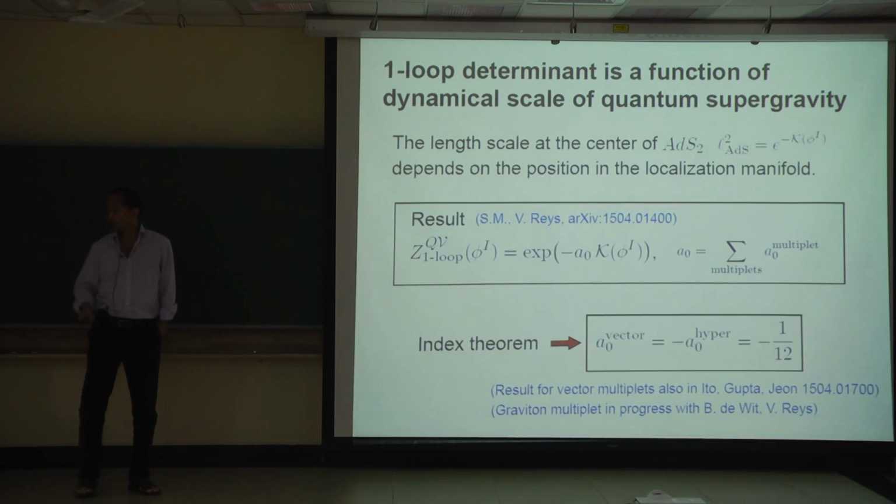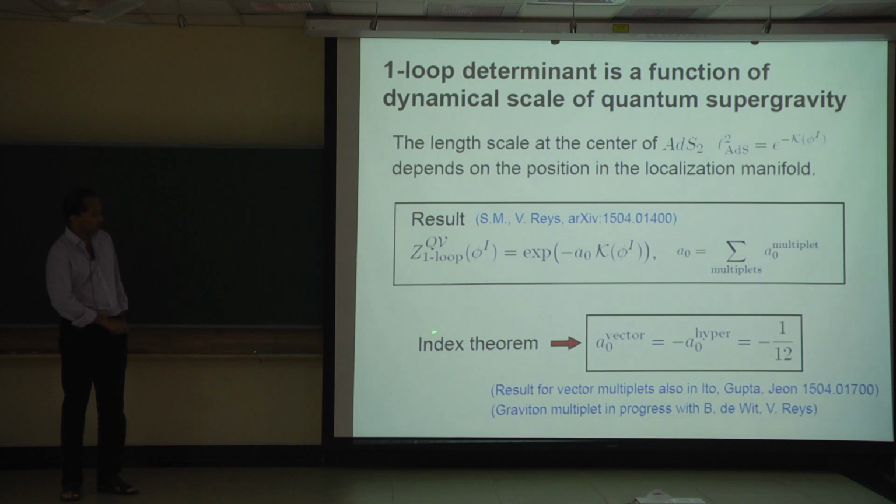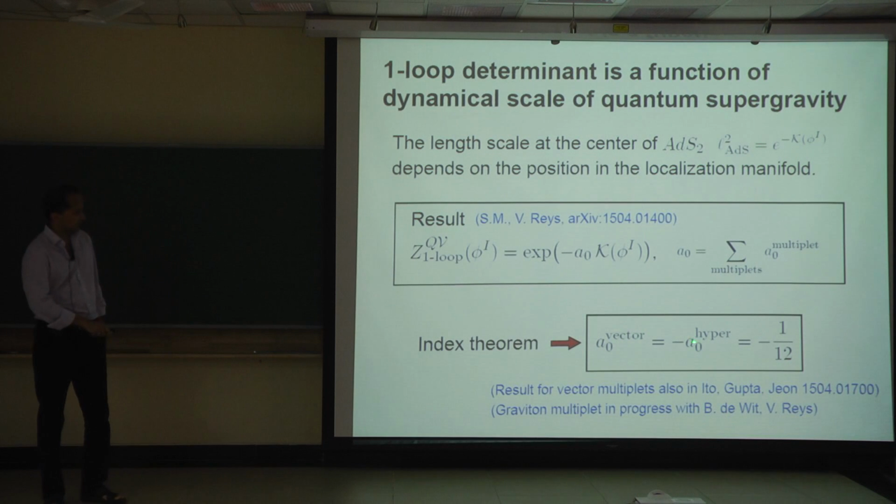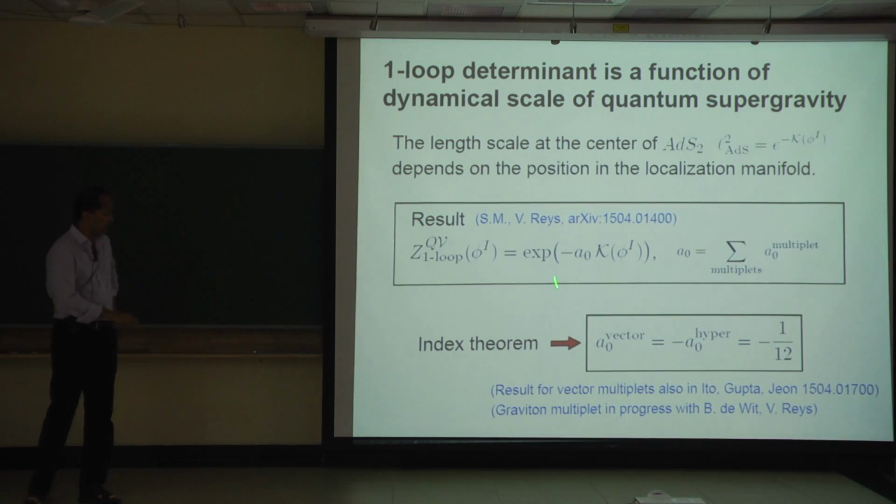And the second part is that you can compute a0 using index theorems. What we did so far is vector and hyper multiplets. So this is where we need the formalism. And for vector multiplets, a0 is minus 1/12, and for hypers it is plus 1/12. Okay, so that's the main result.